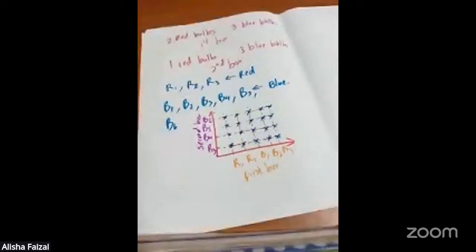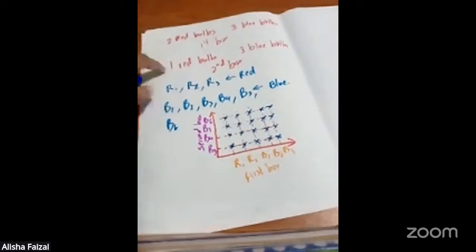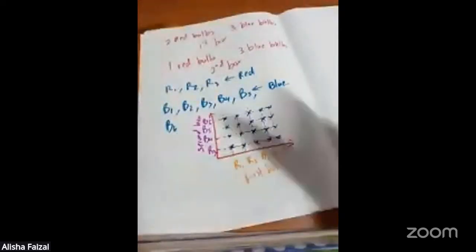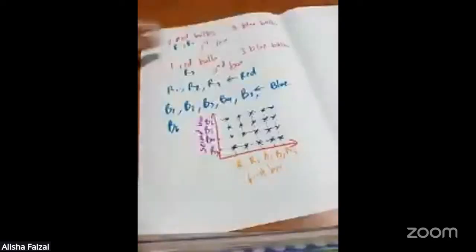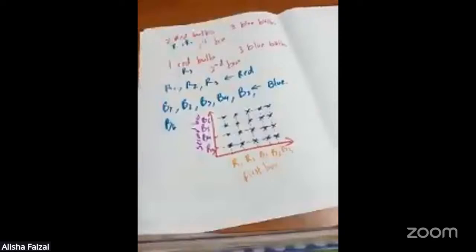The next question is: encircle on the grid the event of the two bulbs taken from two boxes being the same color. Now we have to circle the places where both boxes give the same color. Meaning if you take a red bulb from here, you should take a red bulb from here as well. There's only one red bulb in the second box. From the first box, you can take either R1 or R2, and from the second box it is R3, because both are red.